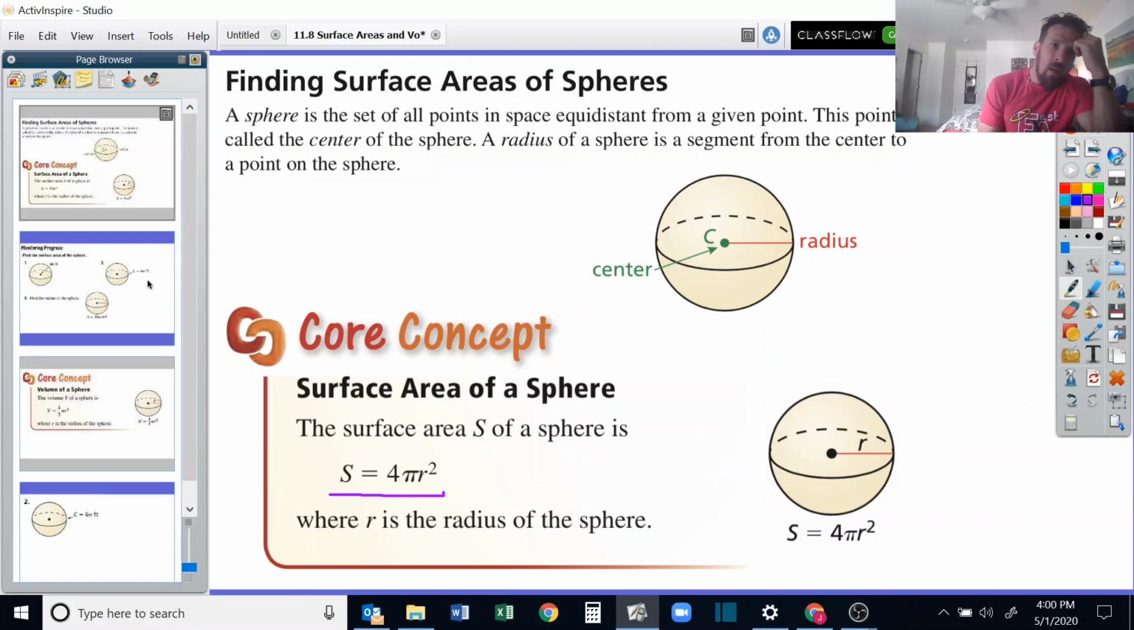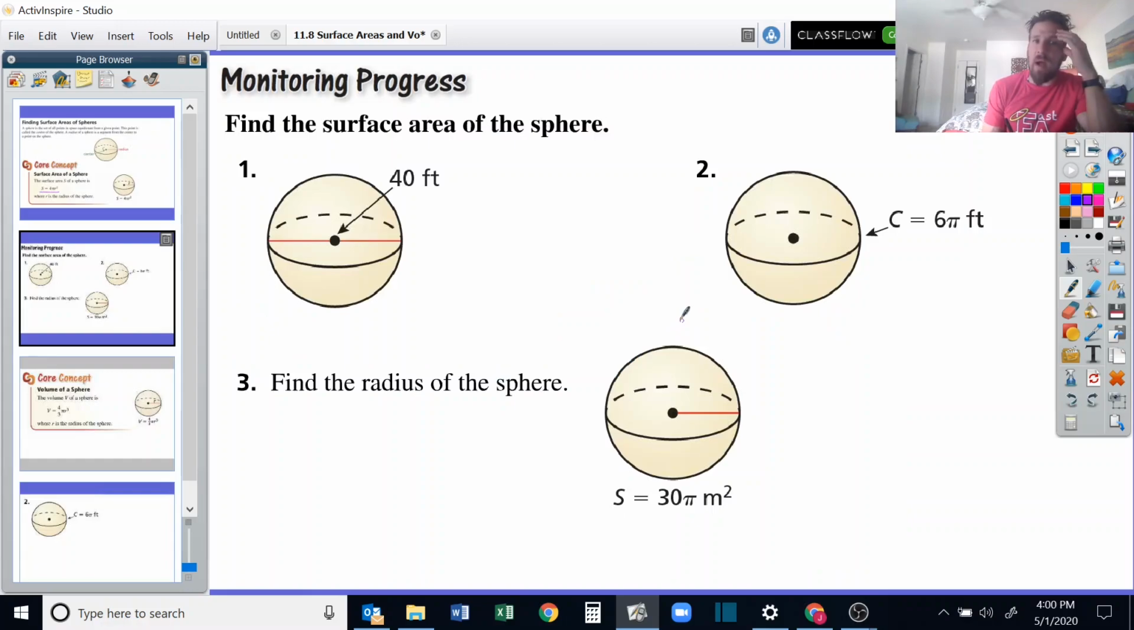So, here are some practice problems for you to try. Take a moment and pause the video. Try to do these 3 surface area problems. Okay, hopefully you took a couple of moments and tried those problems. We're going to just quickly go through them one at a time here.